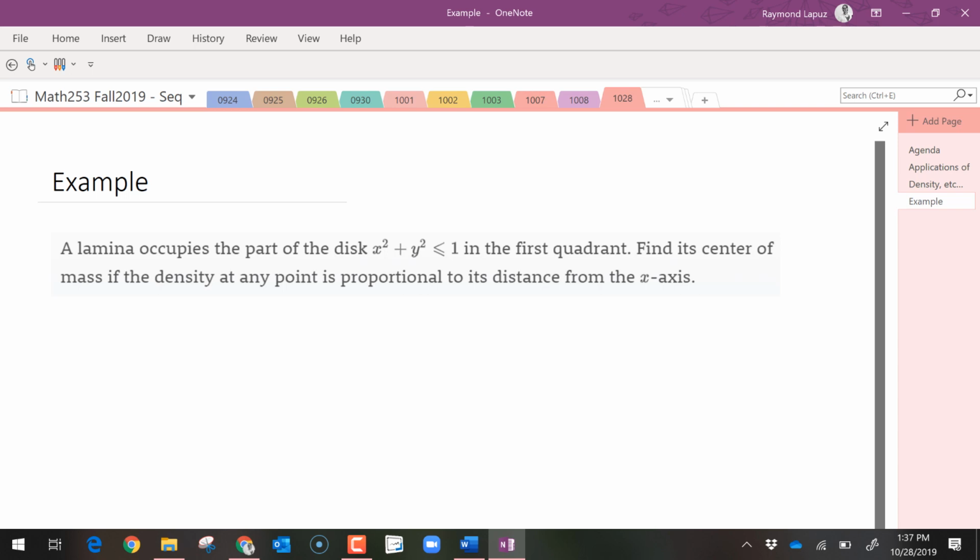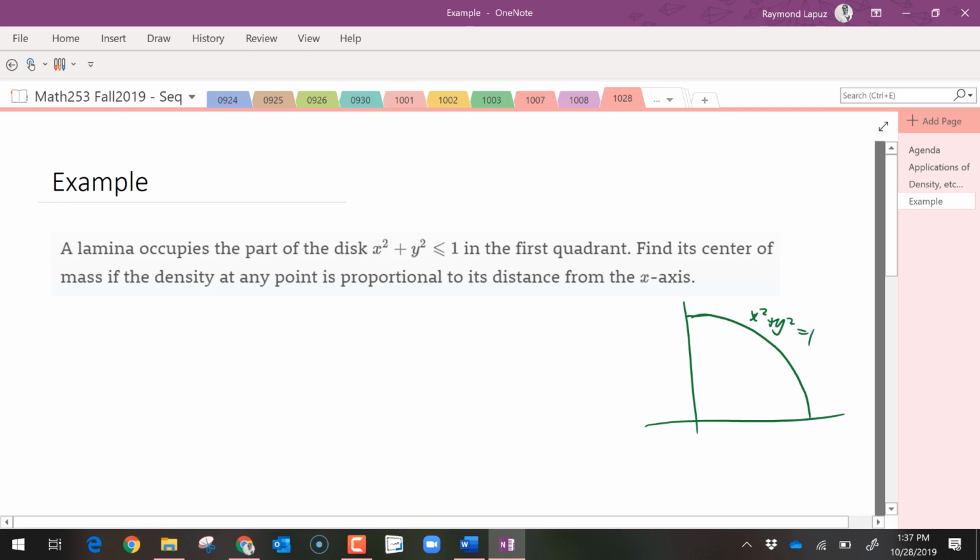So one neat thing about this is because of where the plate is, the plate is just going to be in the first quadrant. Then we know all the x's are positive, so we don't have to use absolute value or some other weird stuff. So this is x squared plus y squared equals 1. So anything less than that is within. So this is your plate.